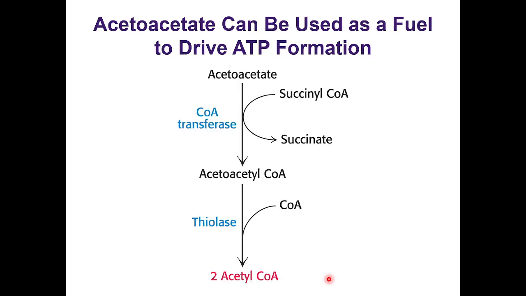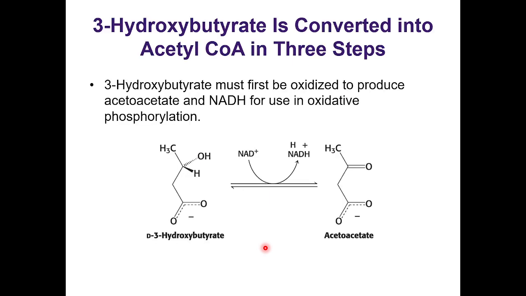The acetoacetate again, going into the acetoacetyl-CoA. Again, this is going to have the succinyl-CoA joining with acetoacetate gives you succinate, and the CoA transferase enzyme is the one that does this. The acetoacetyl-CoA is then going to have another CoA come in. Thiolase is going to act on it. This is going to split the acetoacetyl group into two acetyl-CoAs. And then acetyl-CoA is normally where we begin this cycle, right? And so we can go into the citric acid cycle.